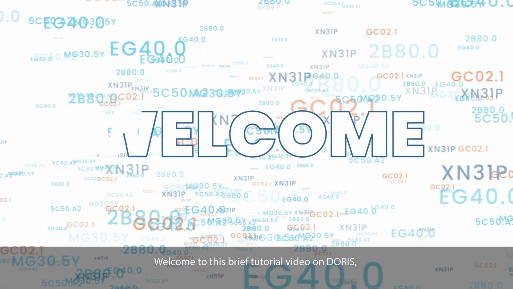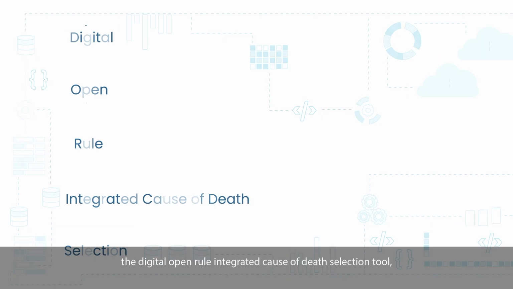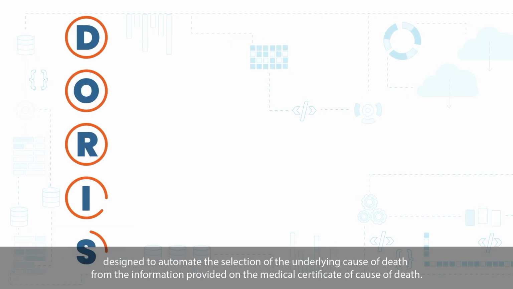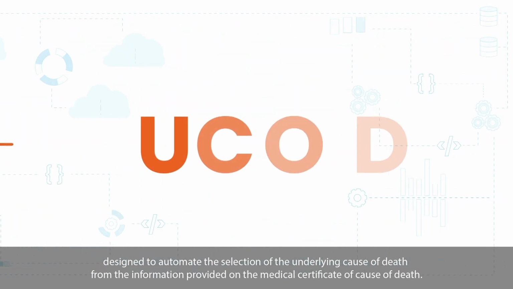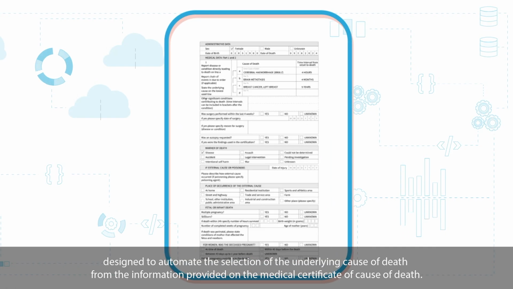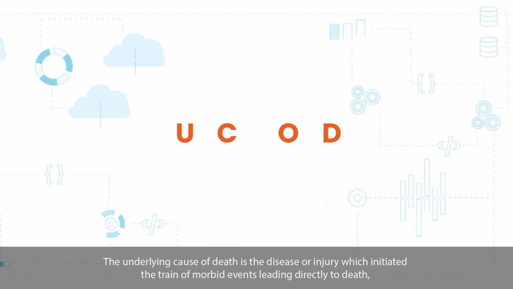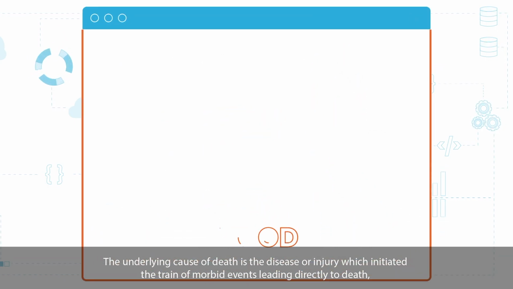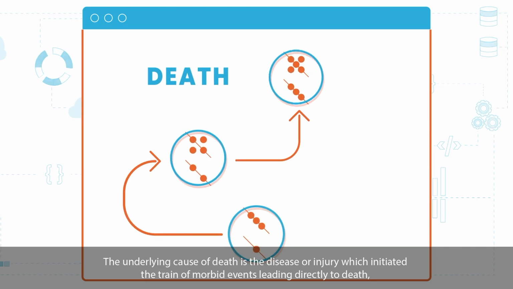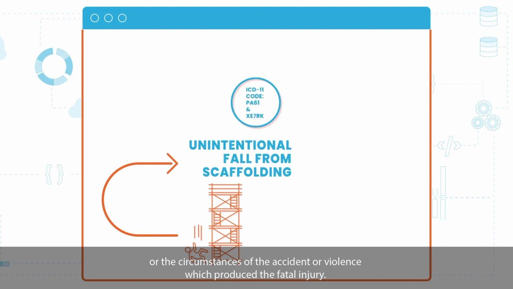Welcome to this brief tutorial video on DORIS, the Digital Open Rule Integrated Cause of Death Selection Tool, designed to automate the selection of the underlying cause of death from the information provided on the medical certificate of cause of death. The underlying cause of death is the disease or injury which initiated the train of morbid events leading directly to death, or the circumstances of the accident or violence which produced the fatal injury.